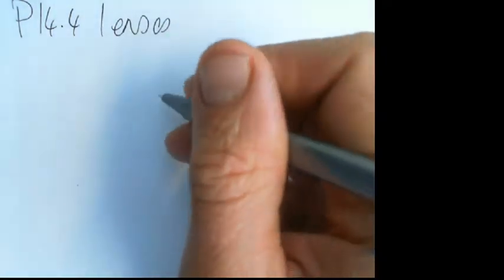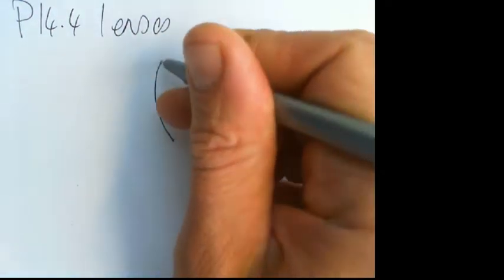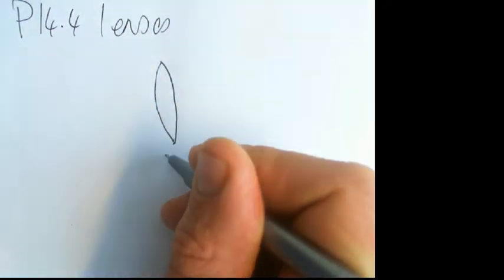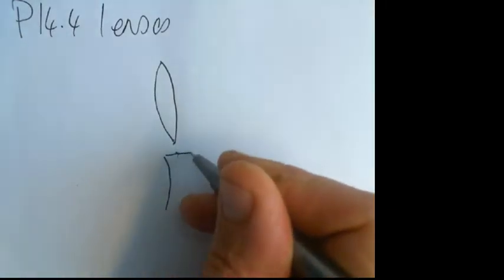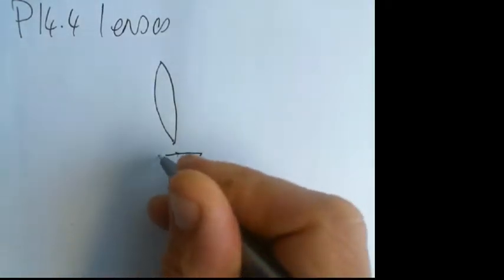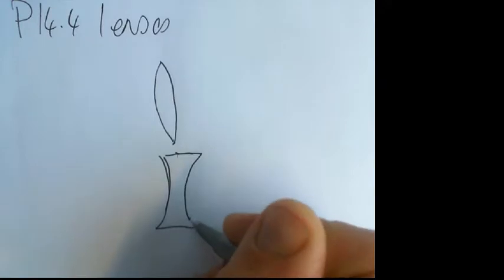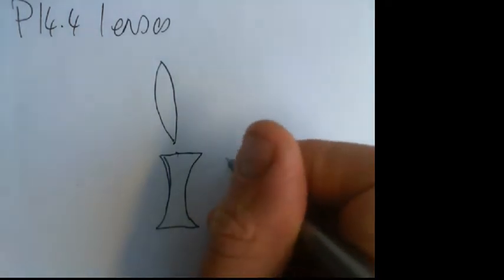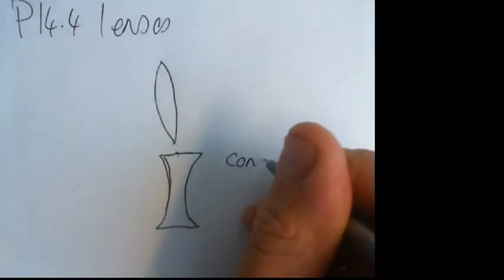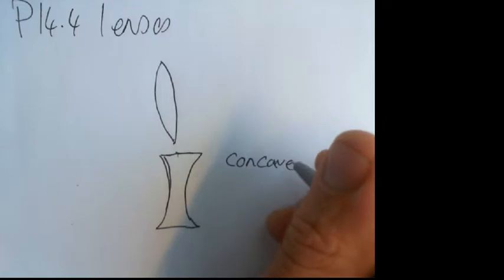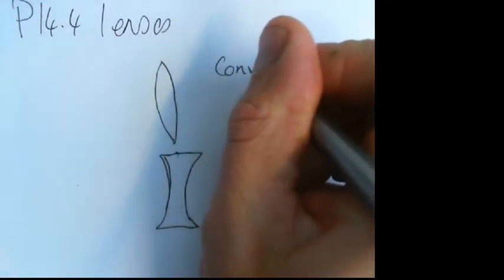P14.4 lenses. Okay, well, first thing you need to know is that there are two types of lens. You've got this type of lens, and you've got this type of lens. Now, one of these types of lenses is called a convex lens, one of these types of lenses is called a concave lens, and the way that I remember it is that the bit that's going in is your cave. So this one here is a concave lens, and this one here is a convex lens.